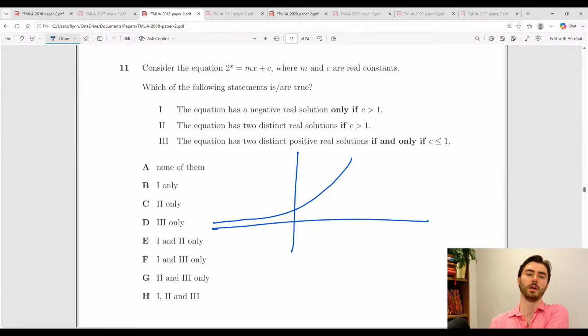So, okay, we have the 2 to the x graph, which is fixed, and then we have a straight line.